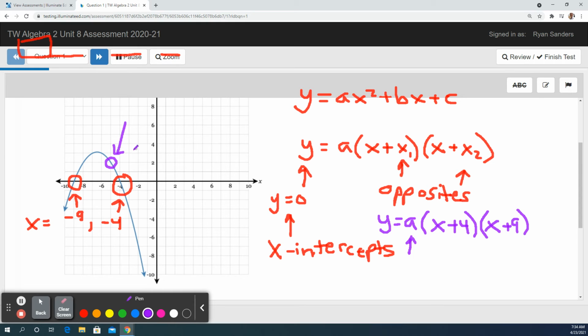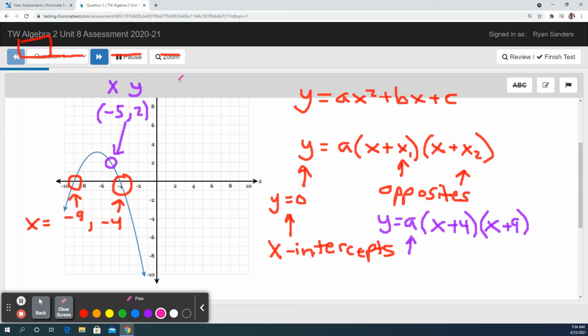So an input gives a corresponding output. An input of -5 gives the corresponding output of 2. So that's the point -5, 2 right there. So what that means is I can use this x and I can use this y to plug into this function, and then all I have left is a, and I can find it. Let's go ahead and try that.